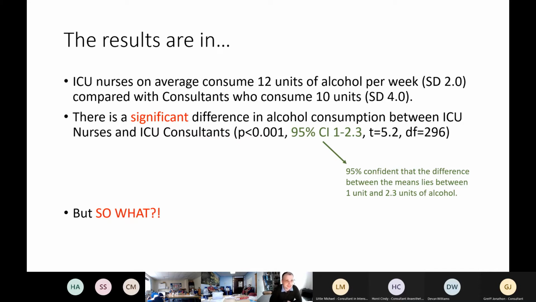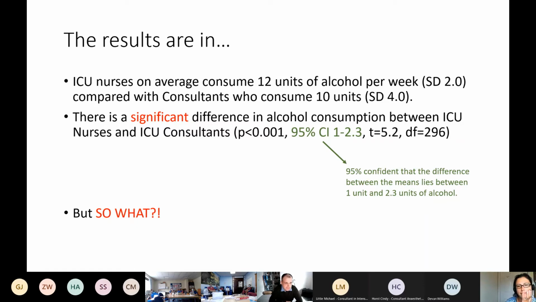People familiar with confidence intervals? Essentially, you are, as the statistician, 95% confident that if you did this experiment again, you would find the mean would be between 1 and 2.3 units. So if you did the experiment again, it might come up with 1 unit, another experiment again, it might come up with 2.3. You're 95% confident that's where the mean of the experiment would lie.